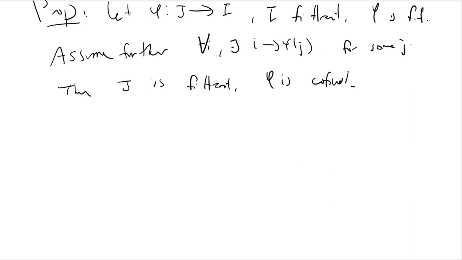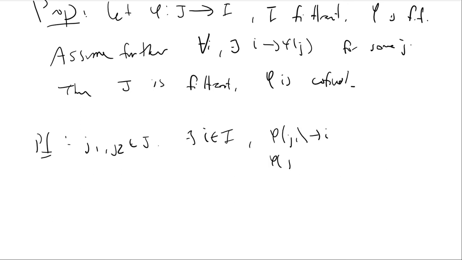So suppose I have two objects, j1 and j2, in J. And since I is filtrant, there's an i in I, and morphisms phi j1 to i, phi j2 to i, and by assumption, we have a j3 and a map i to phi of j3.